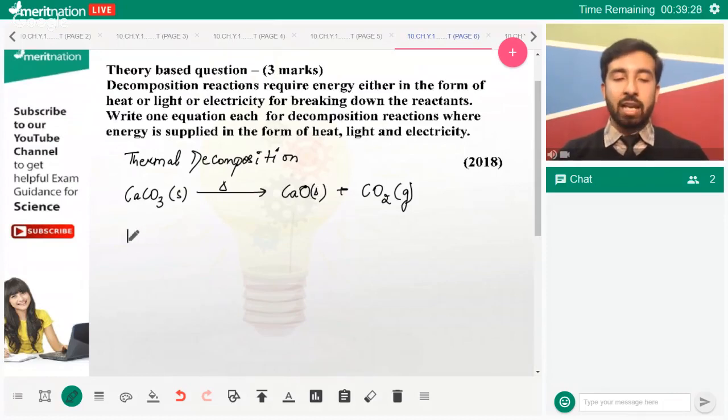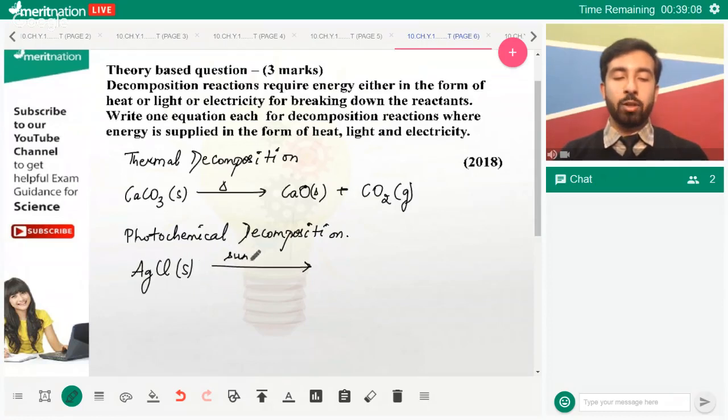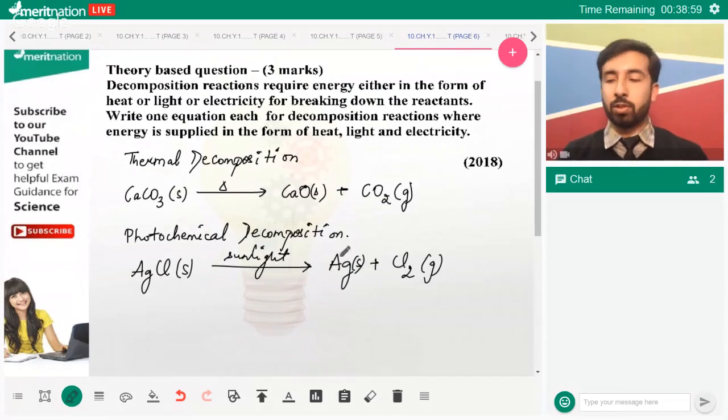Similarly, we have a photochemical decomposition. That means light would be required for the decomposition reaction. An example of such a decomposition reaction would be silver chloride, which is solid, and when sunlight falls on it, it gets converted into silver along with the release of chlorine gas. So what would be the state of silver over here? I hope that would be solid, as it is already known to you.